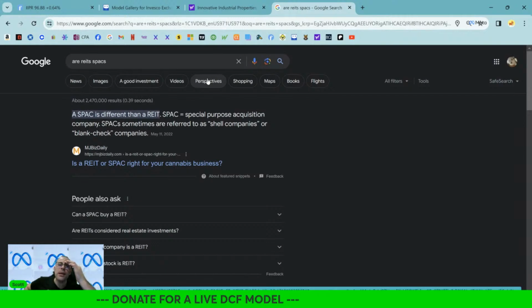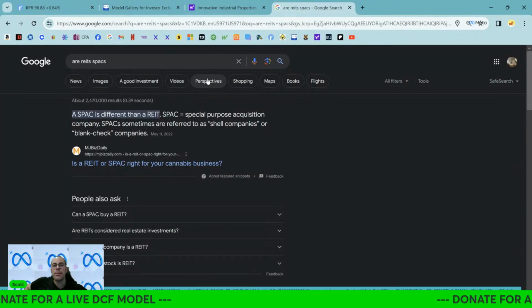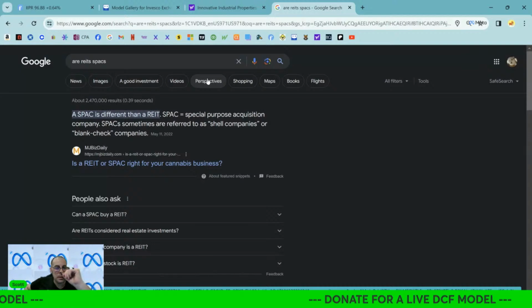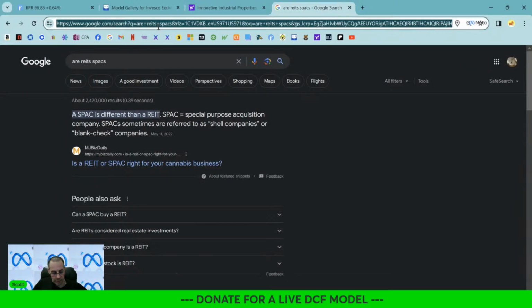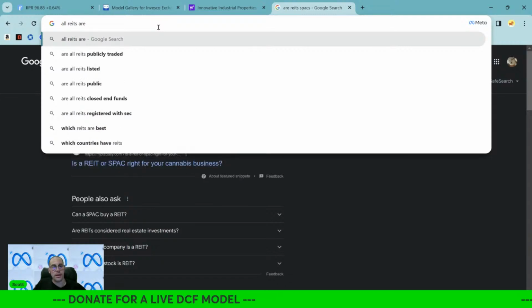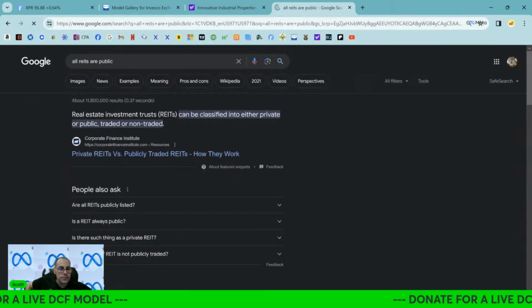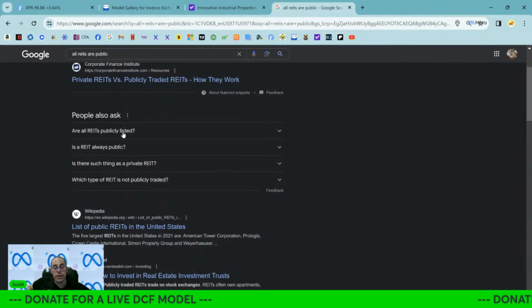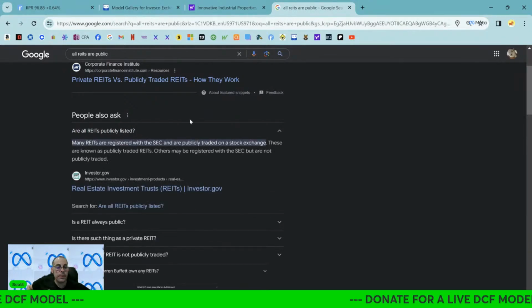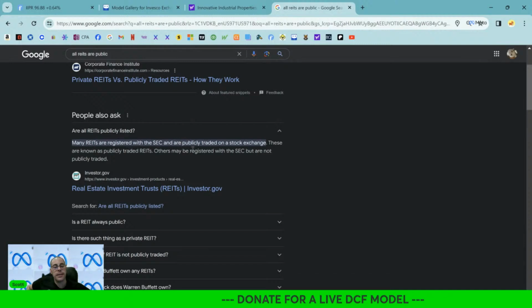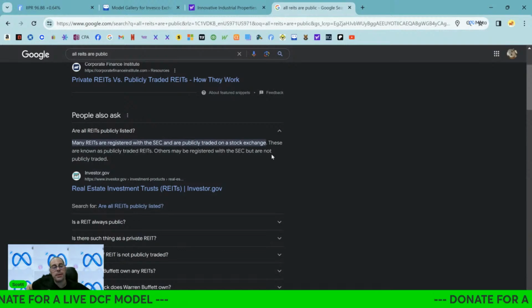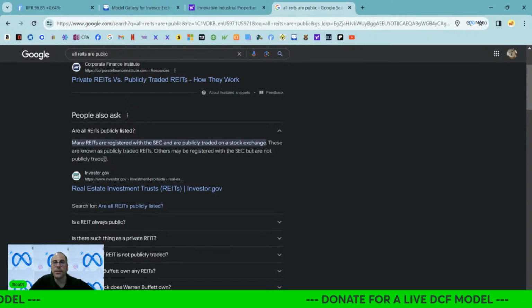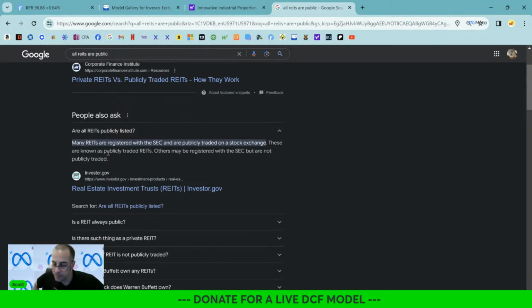That can't happen because a REIT has to publicly trade to be a REIT. I think all REITs are public. You can't be a private REIT. Real estate investment can be classified into either private or public. Oh, okay. So maybe you could acquire a private REIT. Are all REITs publicly listed? Many REITs are registered with the SEC and are publicly traded. These are known as public. Others may be registered with the SEC but are not publicly traded. Okay, but I think all REITs are probably registered with the SEC, but I guess some aren't publicly traded.